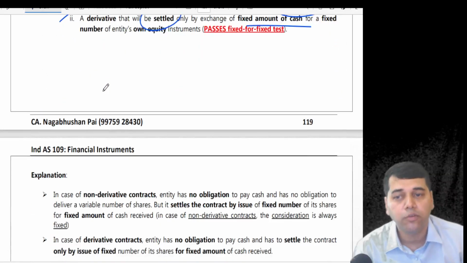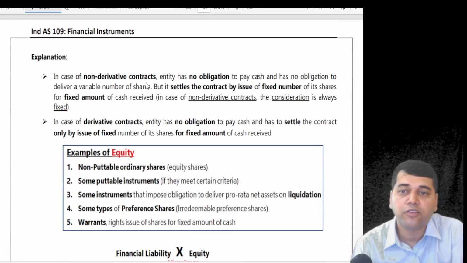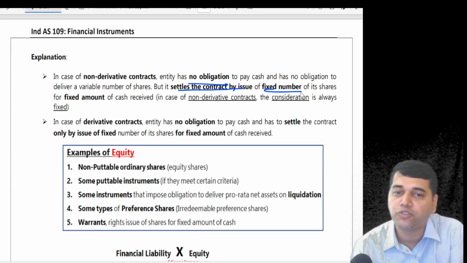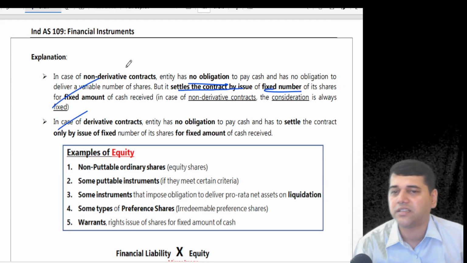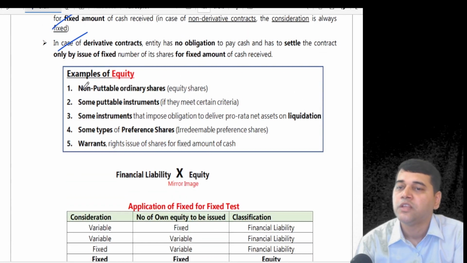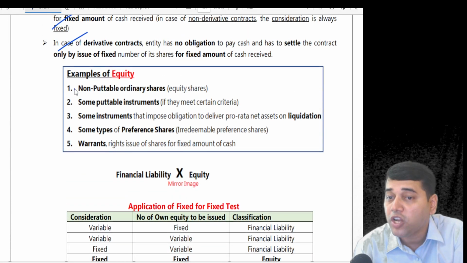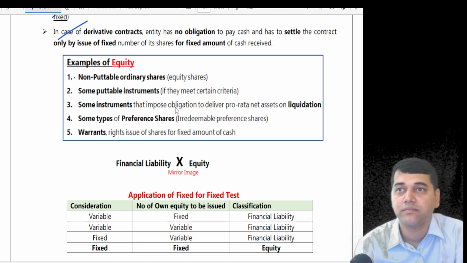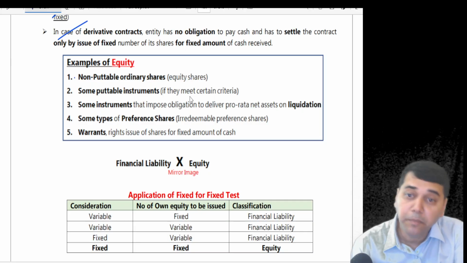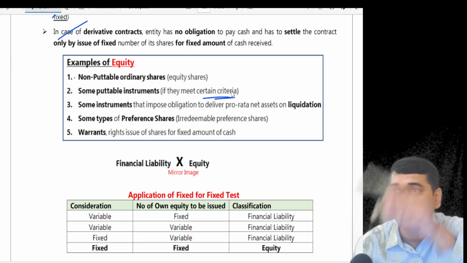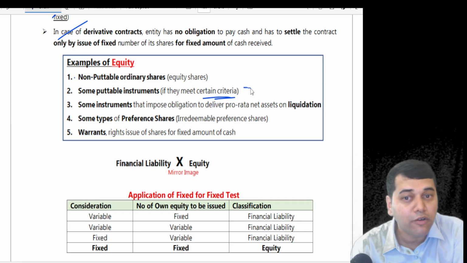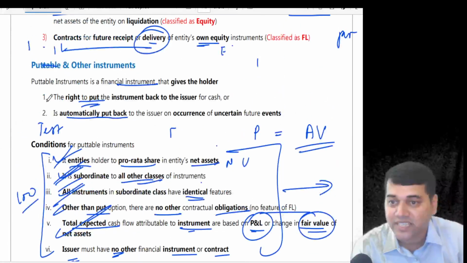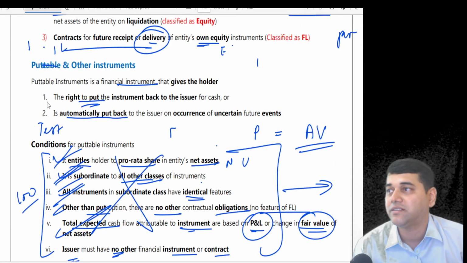So I hope by now it's okay. In case of a non-derivative contract, you have no obligation to pay cash, but settle the contract by issue of fixed shares only. Okay, anyhow, leave it. Not required at this point of time. So examples of equity will be non-puttable ordinary shares. You cannot give them back to the company. Some puttable instruments, if they pass that test, the 7 tests that were there, then only we'll call it equity. If it fails that test, you will call it a financial liability.